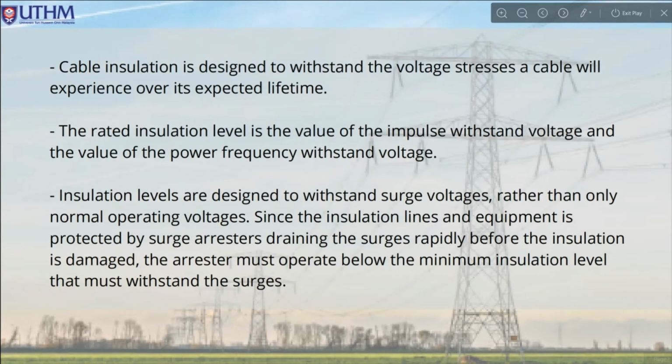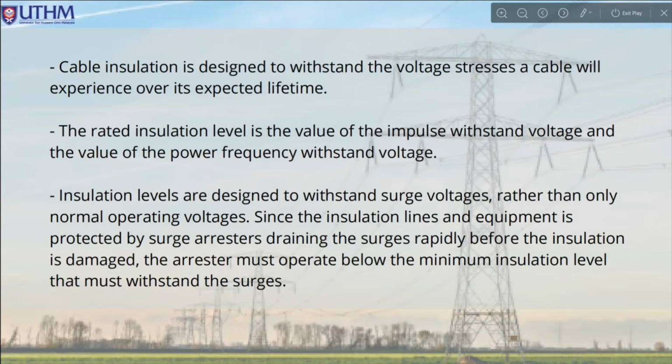So the cable insulation is designed to withstand the voltage stresses a cable will experience over its expected lifetime. An insulation level defines various insulation thicknesses within a single voltage rating. The two most common levels are 100% and 133%. Normally, the 100% insulation level is used on a grounded system and is sometimes also referred to as grounded insulation thickness. Likewise, the 133% level is normally used on an ungrounded system and is referred to as ungrounded insulation thickness.